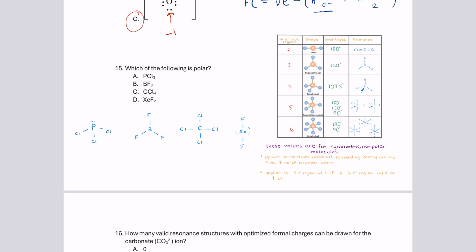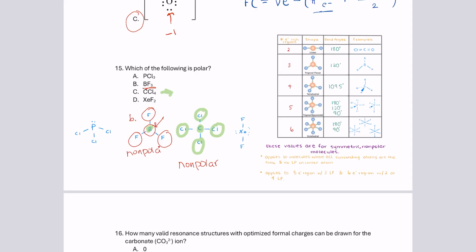So answer choice C is a really good example of a nonpolar molecule. You have your central atom, which is a carbon, and it's bonded to the same atom type, and it has no lone pairs. This molecule is nonpolar. The same goes for answer choice B. Here we have a boron atom that's bonded to 3 fluorine atoms, and it has no lone pairs on that central atom. So this molecule is also nonpolar.